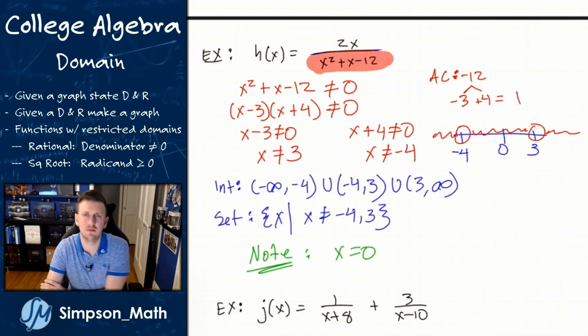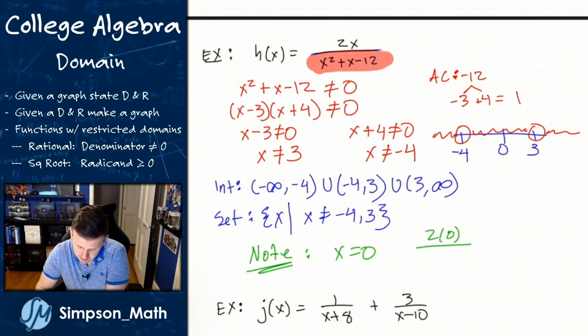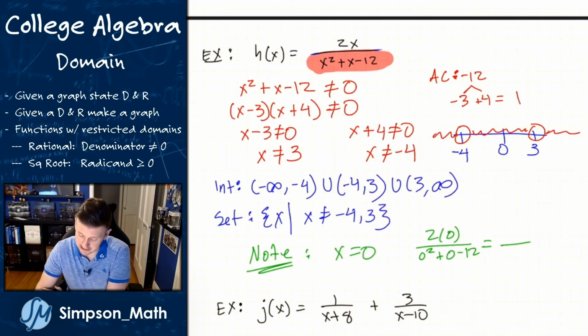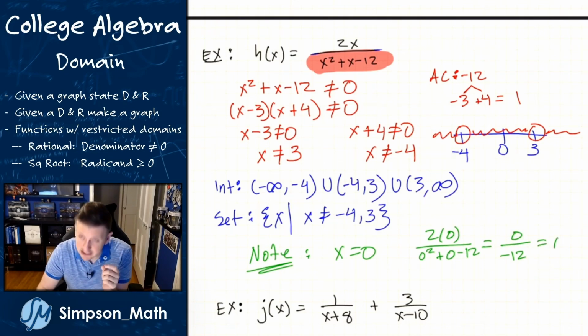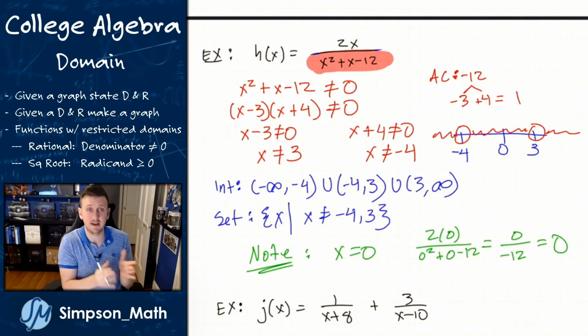What about x equals 0? What happens if I plug 0 in? So I get 2 times 0 over 0 squared plus 0 minus 12. Well, in the denominator, 0 squared plus 0 is 0, minus 12. I get negative 12 in the denominator. In the numerator, I get, gasp, 0. Is a 0 in the numerator okay? Do I need to go back and change my domain? No, of course not. This 0 in the numerator, that's just 0. 0 is fine. 0 is a number. Don't discriminate against 0. It is a number, just like 1, just like negative 1, just like a half, just like every other number. It is fine.